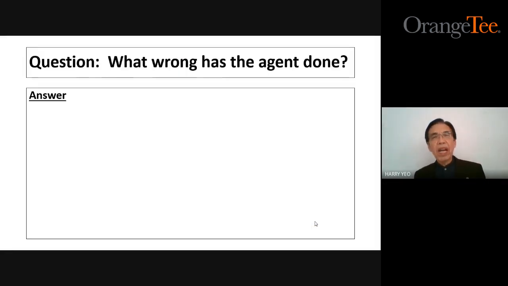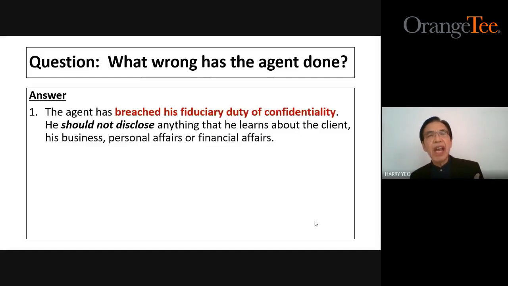So what has gone wrong? What has the agent done wrong? The agent has breached the duty of confidential information.